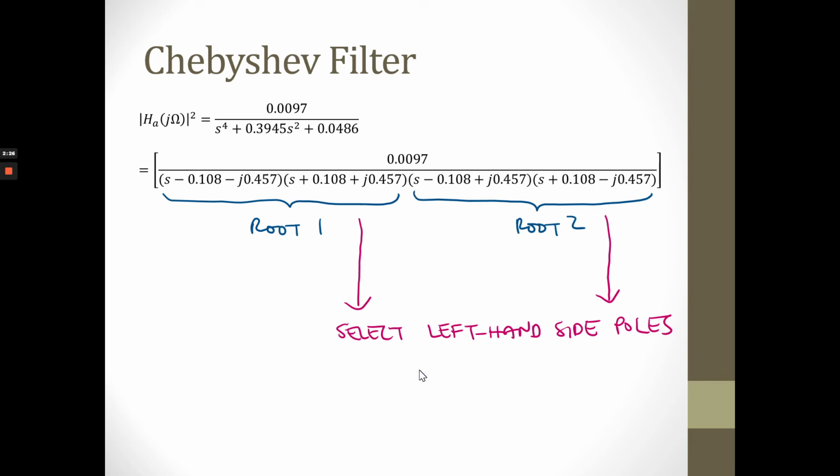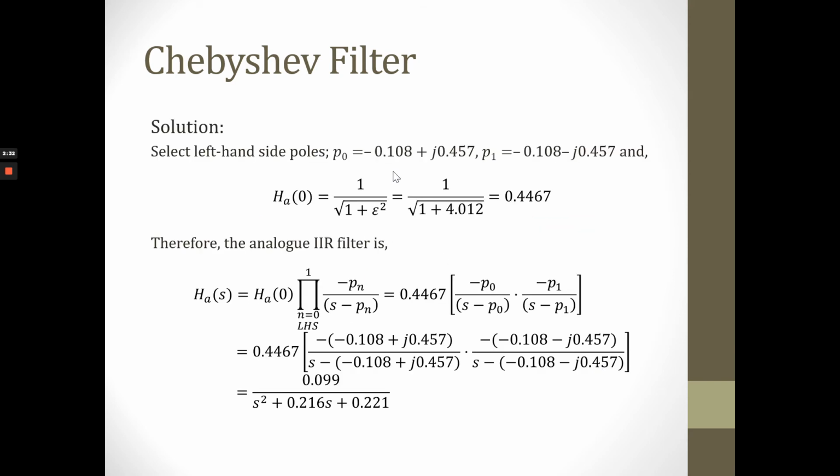So select these two left hand side poles, and then we determine the HA0, which is for n equal to even value. So we use this formula and we determine the HA0. And the next one, we can determine the analog filter for Chebyshev based on this HA0 and the production with limitation from 0 until 1, which is based on this formula.